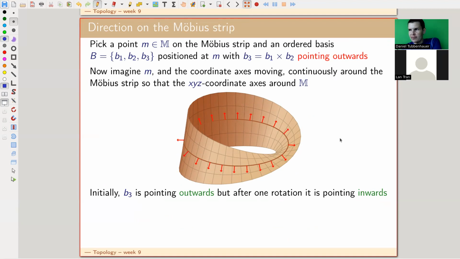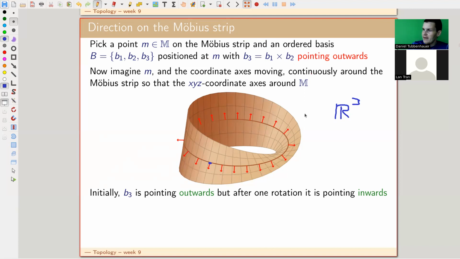So on a Möbius strip, the following would happen. Let's say we have a Möbius strip and we have an ordered basis of our space on the outside, R3. So we can have some point M somewhere, let's say here, such that the third one is just orthogonal to the other one. So the cross product just means the usual right-hand rule, so one of them is pointing orthogonal to the others. But the point is we can't do that consistently around the Möbius strip.